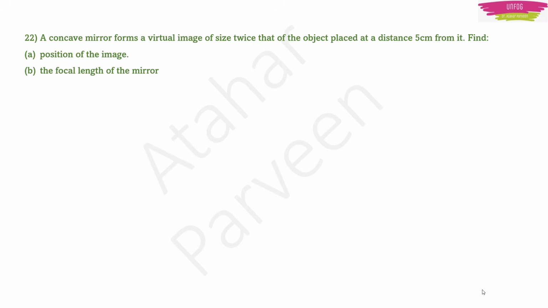Next question. A concave mirror forms a virtual image of size twice that of the object placed at a distance 5 cm from it. They are telling it is twice that of the object, means magnification will be 2. And then it is a concave mirror, so object distance will be negative and it is given as minus 5 cm. Now you have to find two things, position of the image and focal length of the mirror. First you find the position of the image using this magnification formula.